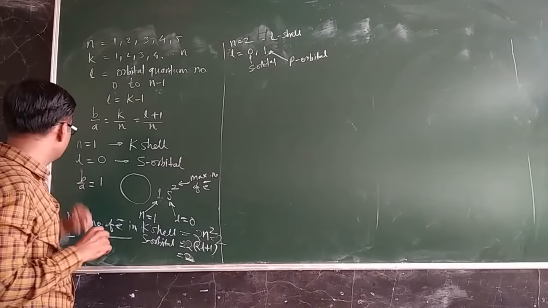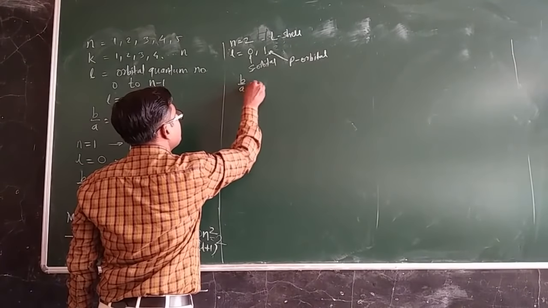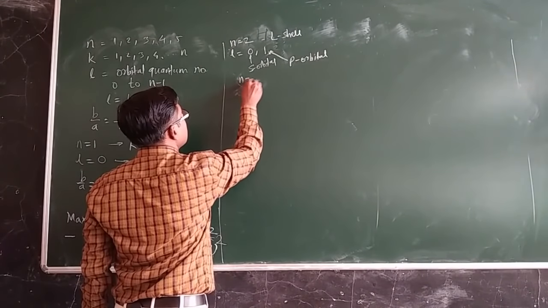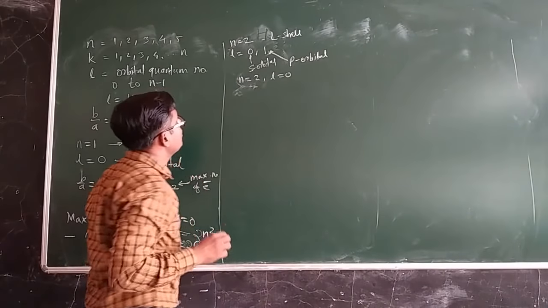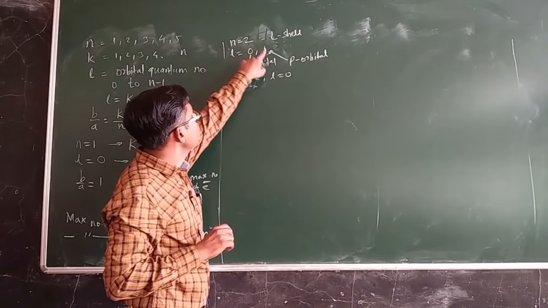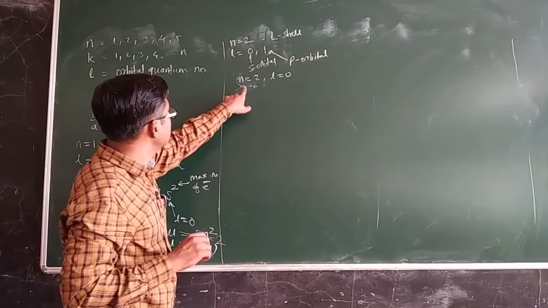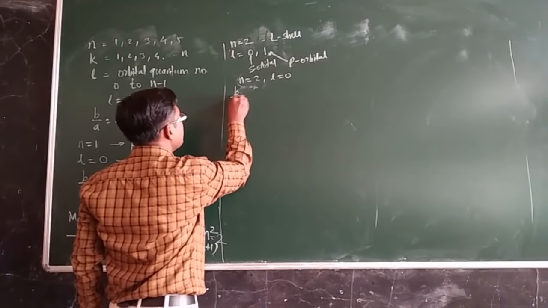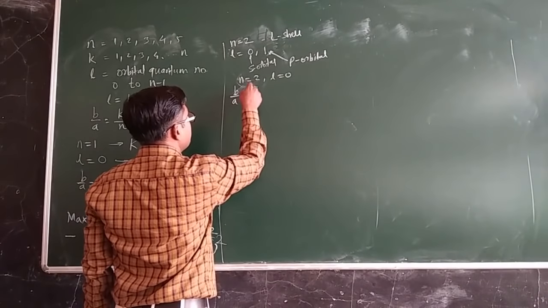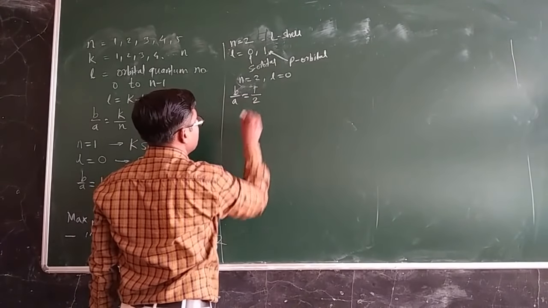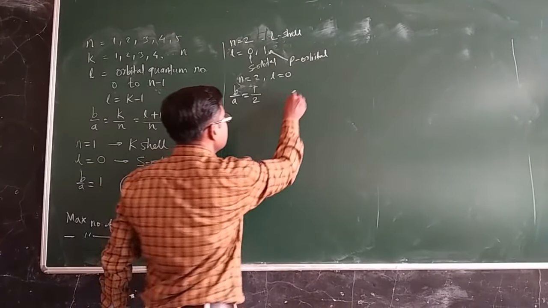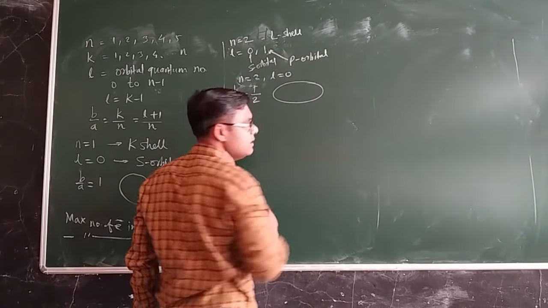Now again the formula for the ellipse, that is b by a. We will write this formula for n equal to 2 and L equal to 0, because there are two cases possible: n equal to 2, L equal to 0, and n equal to 2, L equal to 1. So b by a will be equal to L plus 1 divided by n, which is 1 by 2. So b will be less than a. It means that we will be getting an ellipse.